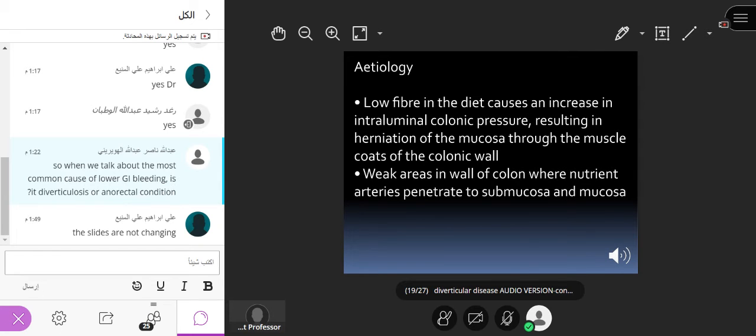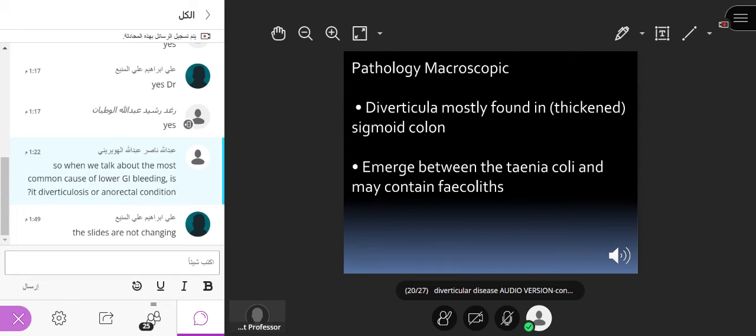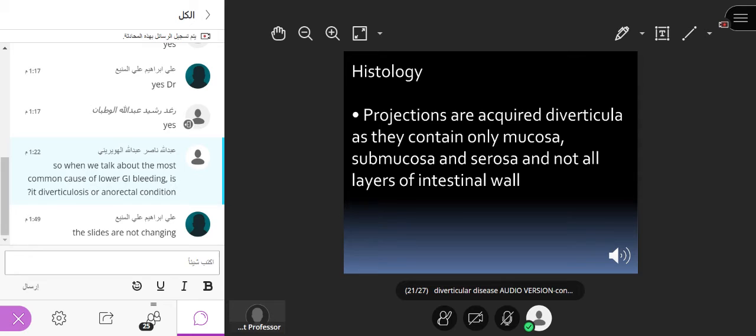Etiology we have discussed, right? Pathology: the sigmoid colon projections emerge between the taenia coli and may contain fecalith. Histology: the projections are false diverticula as they contain only mucosa, submucosa and serosa, right? No muscular layer, unlike all layers of the intestinal wall. So only the muscular layer is omitted. Otherwise, only mucosa, submucosa, and serosa.